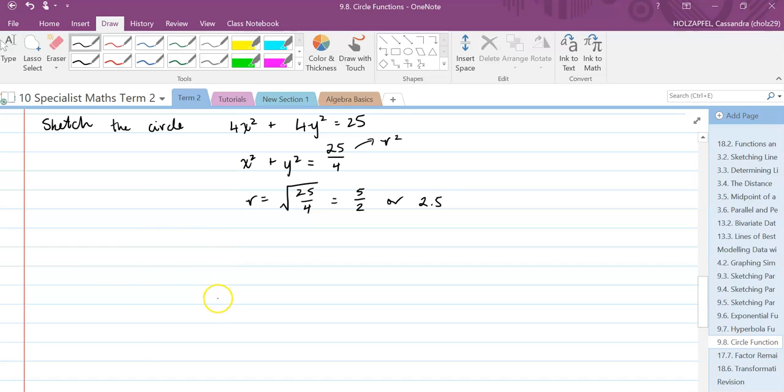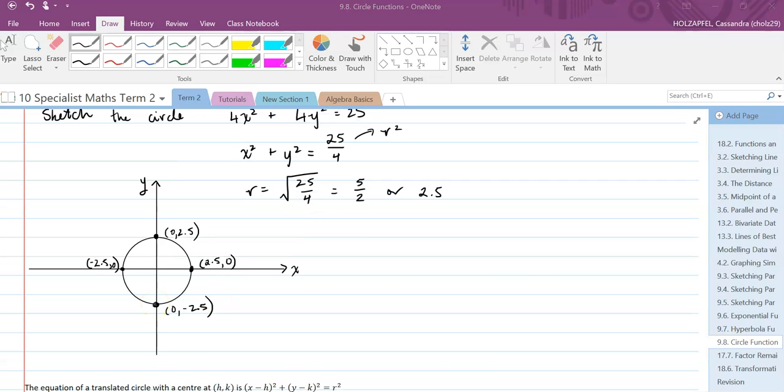So let's go ahead and sketch this circle. For this circle, I've labeled each of my edges, and I'm also going to label the center in the middle here. I also know that the length of my radius around the circle is going to be equal to 2.5 the whole way around. So let's check this solution in Desmos.